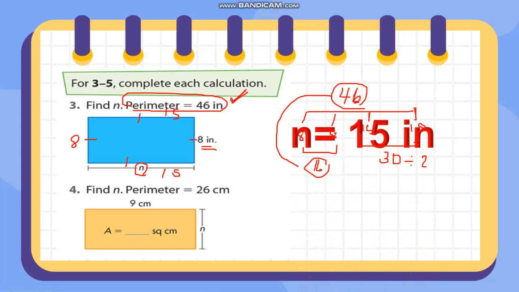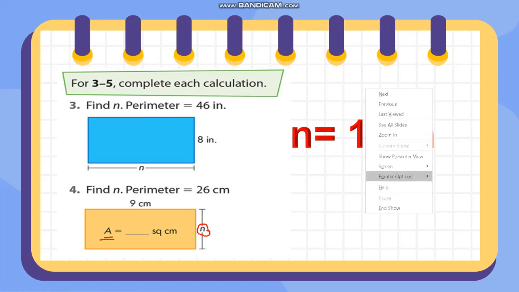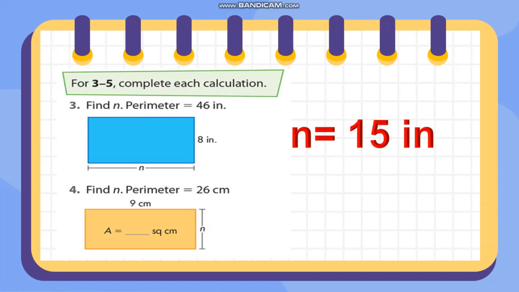Okay, next, question number 4. In question number 4, there are 2 unknowns. You're going to find n and you're going to find the area. It's not possible to find the area first because you don't know the other side. In finding the area, you multiply the length and the width. So the first step is to complete the perimeter, which is equivalent to 26, by identifying all the sides.